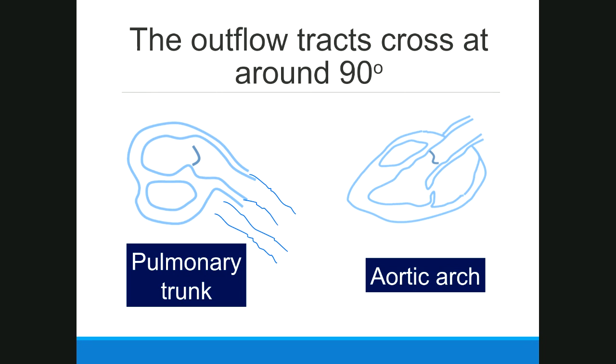Because we don't then have any communication from the left side of the heart to take blood from the left ventricle out into systemic circulation. So that's why understanding that relationship is so important. And hopefully my lovely artistic skills gave you a better understanding of what I'm talking about when I say that the outflow tracts cross each other at 90 degrees.